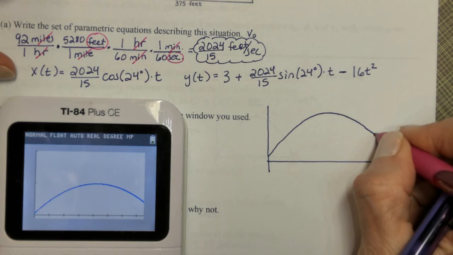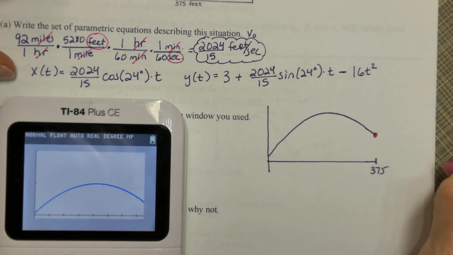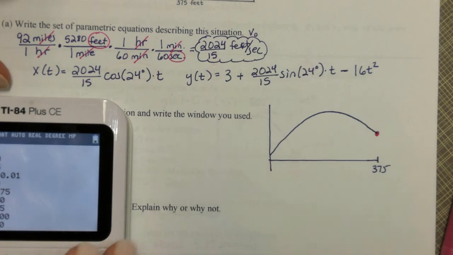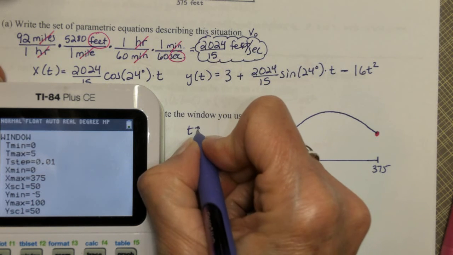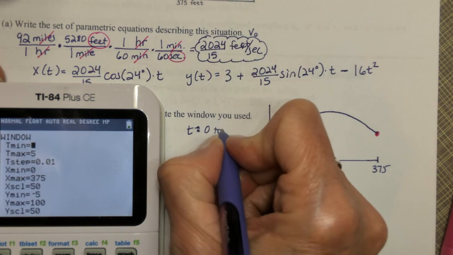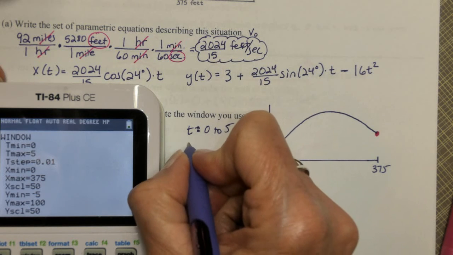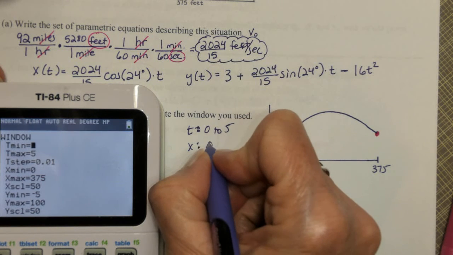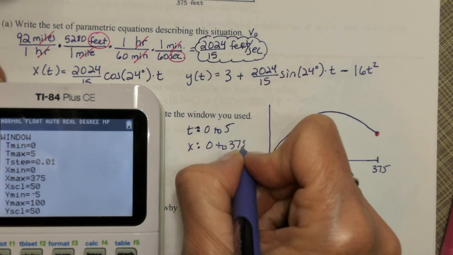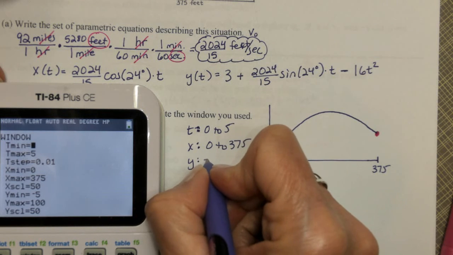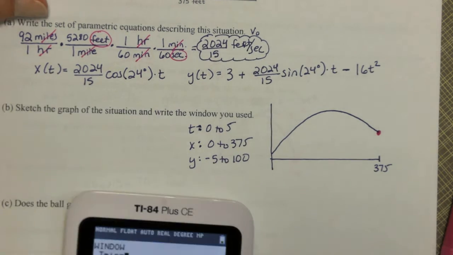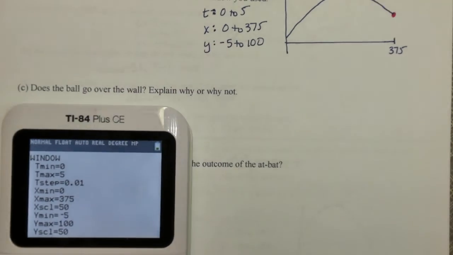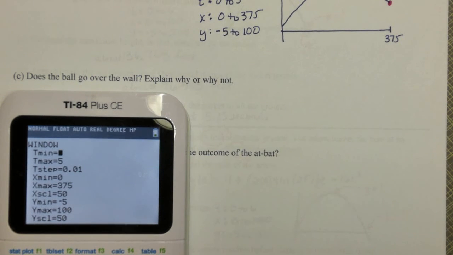So I'm curious, is that 25 feet or not? Before we do that, I'm going to enter in my window. My t's went from 0 to 5. I may not have needed all those, but that's fine. My x's go from 0 to 375. My y's from -5 to 100. Now let's see if we got a home run or not.